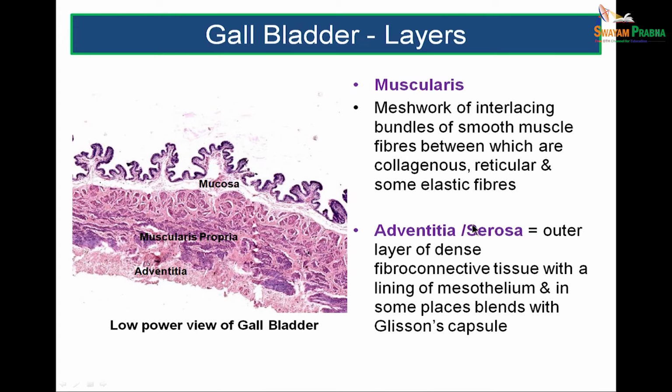It could even be a serosa, depending on whether there is an epithelial lining or not. There is dense fibroconnective tissue, could be a lining of mesothelium, and in some places this adventitia blends with Glisson's capsule of the liver.